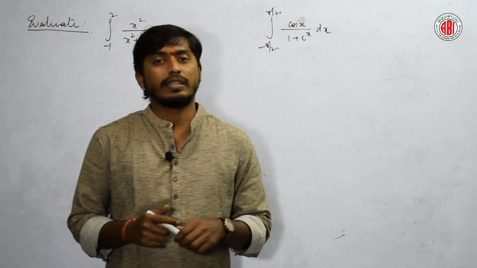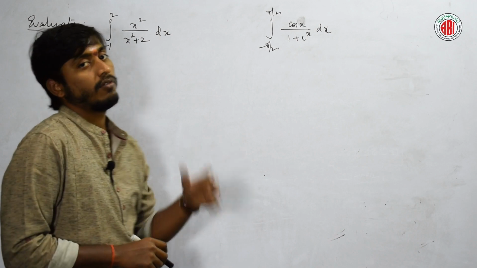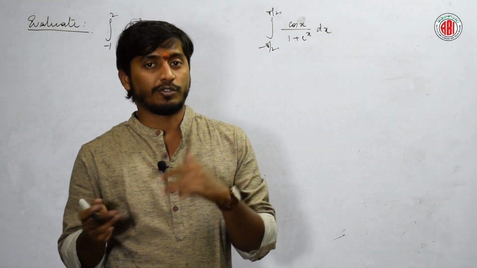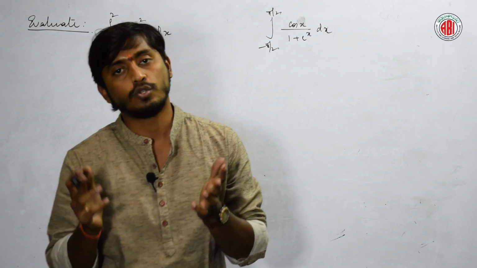Shall we move on to the next problem? Let's do it. Look at the next question here. He is asking us to integrate x square by x square plus 2. How do we solve this? Just tell me. Denominator is x square plus 2. Numerator is only x square. So let us add and subtract 2.